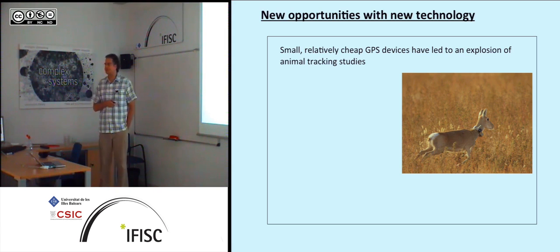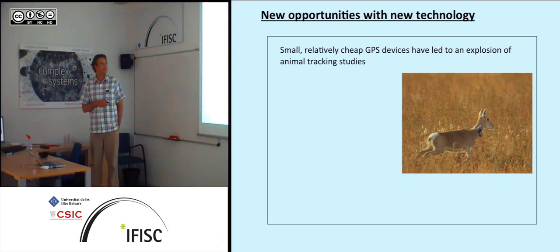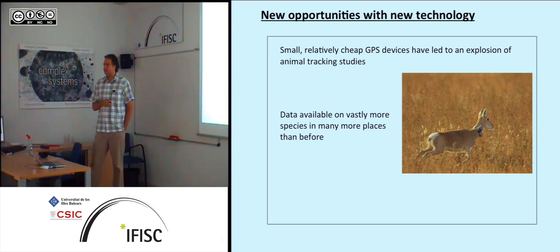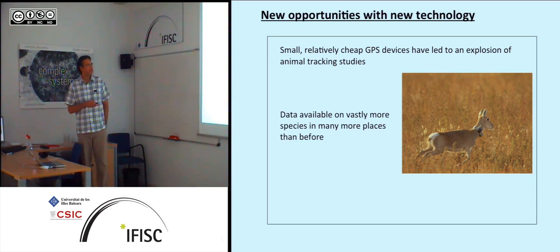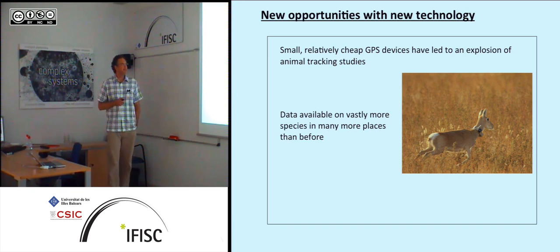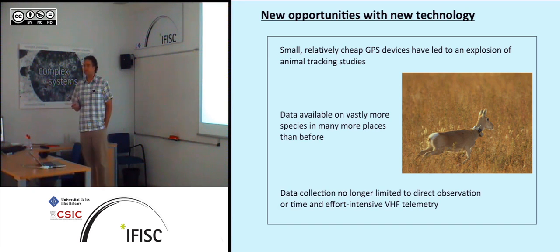It's not trivial to go out in the middle of nowhere, hundreds of kilometers from civilization, and catch these things and stick a collar on them. So we have a limited number of animals with these. I'll talk more about the gazelles later. But we are getting data on lots of new species in lots of different places, and it allows us to look at movement on an unprecedented scale.